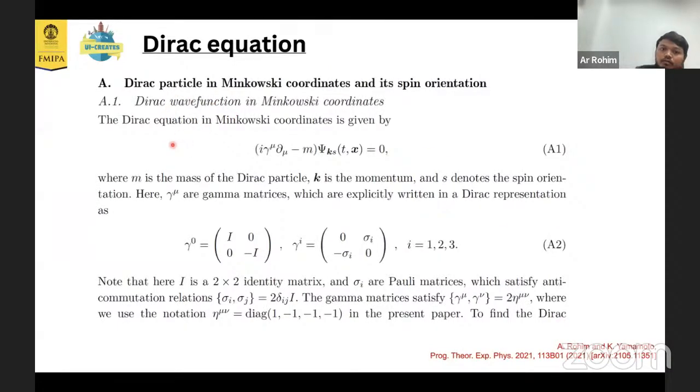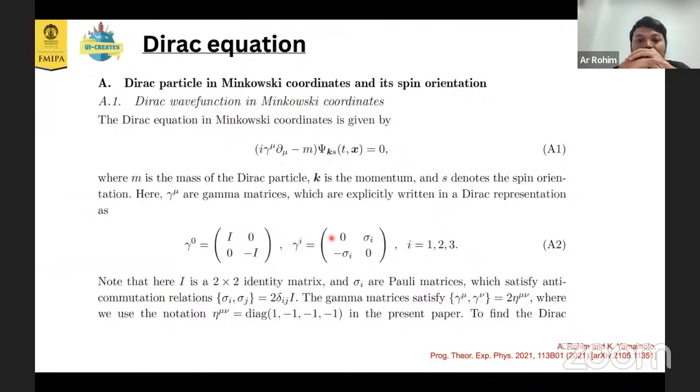So, we consider the Dirac equations in Minkowski coordinates, which is given by this. We see these expressions as we showed previously, where m is the mass of the Dirac particle and k here is the momentum. And here I use s to denote the spin orientations, and gamma mu here are the gamma matrices.